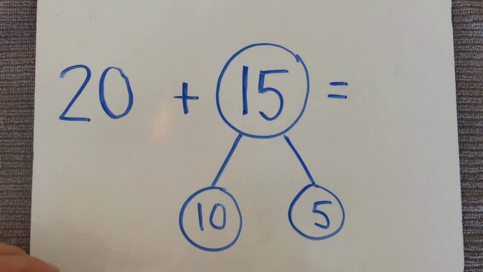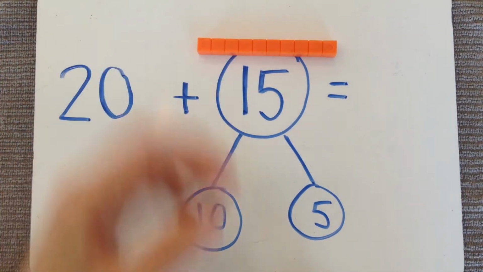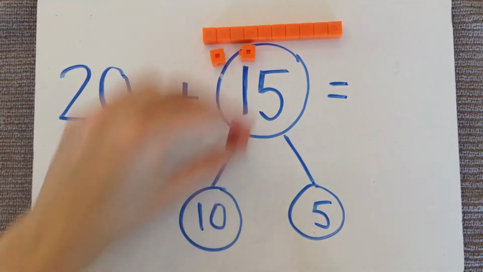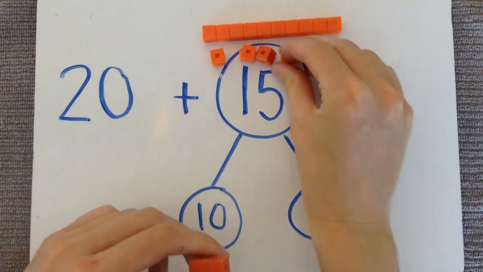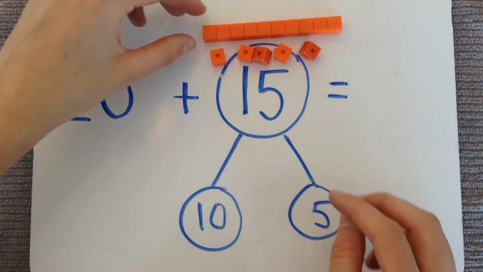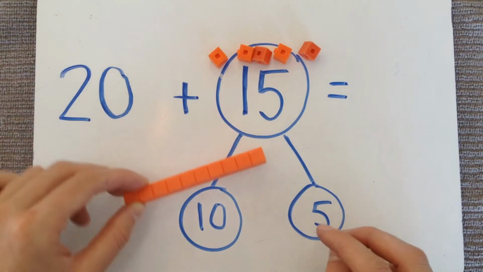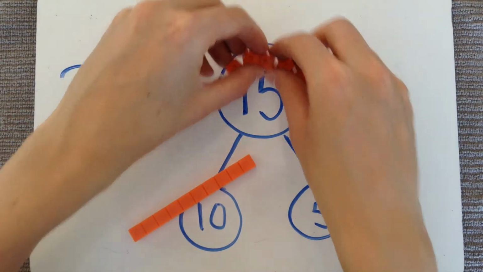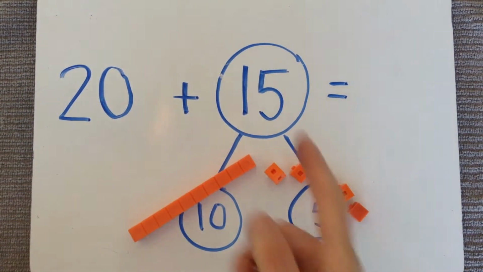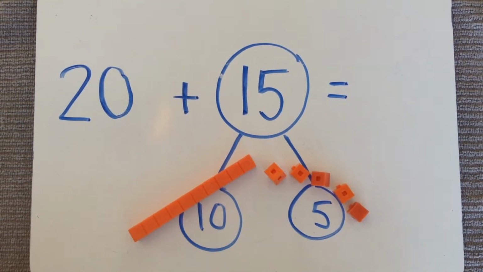So if I make the number 15, it looks like this. 10, 11, 12, 13, 14, 15. So if I break it into its parts, here's the 10 and here's the 5. In other words, 10 and 5 is just another way of writing 15. I've just disguised it differently.